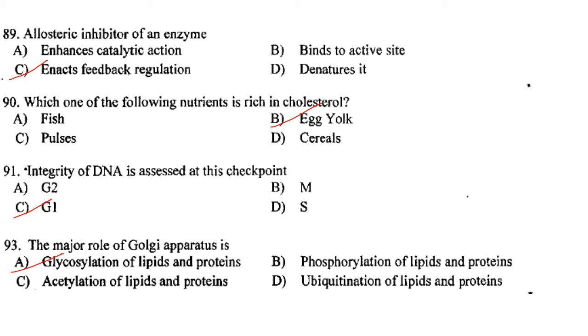Which one of the following nutrient is rich in cholesterol? It is egg yolk that is rich in cholesterol. Answer is option B. Integrity of DNA is assessed at this checkpoint. So at the G1 checkpoint, integrity of DNA is assessed. Then only it goes to the S phase where replication of DNA takes place, then to the G2 phase and finally to the M phase. The major role of Golgi apparatus is glycosylation of lipids and proteins. Answer is option A.